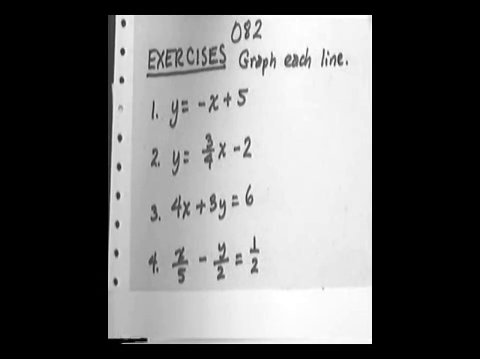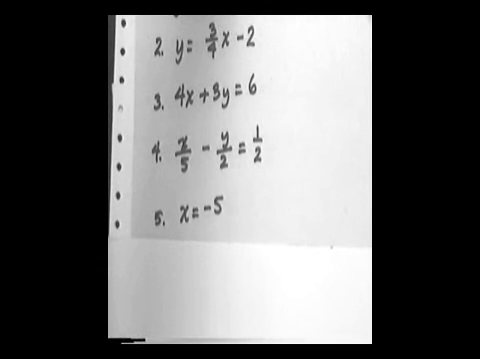Exercise 4. X over 5 subtract y over 2 equals 1/2. Exercise 5. X equals -5. Exercise 6. Y equals 1.